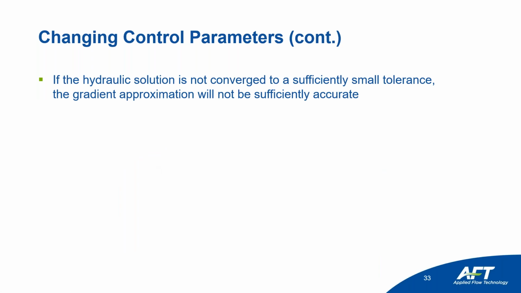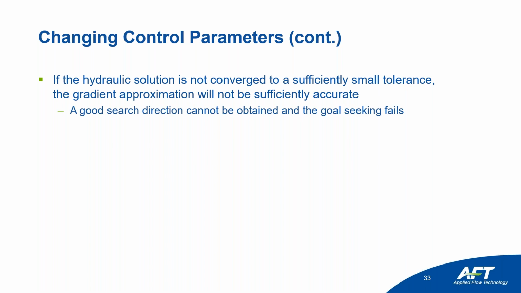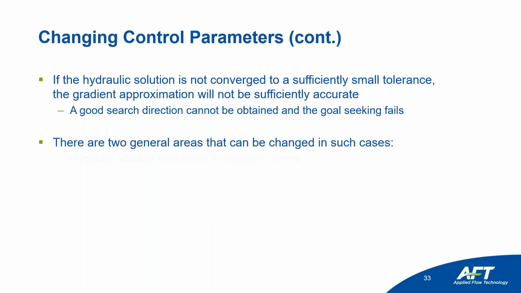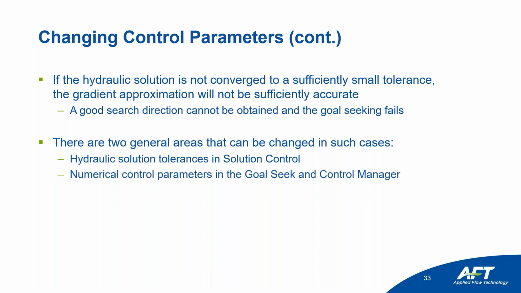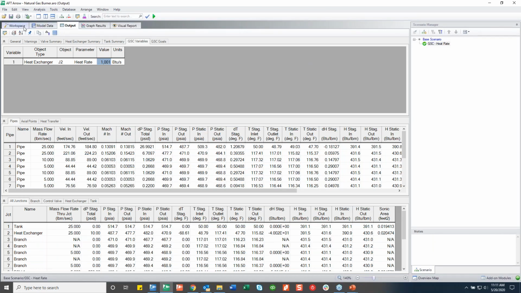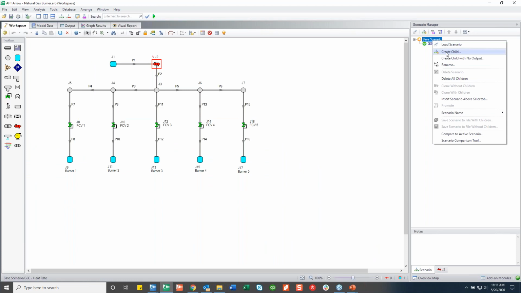So a cause for this could be if the hydraulic solution is not converged to a sufficiently small tolerance, the gradient approximation will not be sufficiently accurate. What I'm saying is if the hydraulic normal steady state solver does not have a very tightly held answer, then a good search direction for goal seeking fails. So there are two general areas that can be changed. There's the hydraulic solution tolerances in solution control. This is your normal Fathom solution control. Then there's the numerical control parameters in the GSC manager. Oh, too far. There we go. Okay, so when we went, I'm going to create a different scenario.